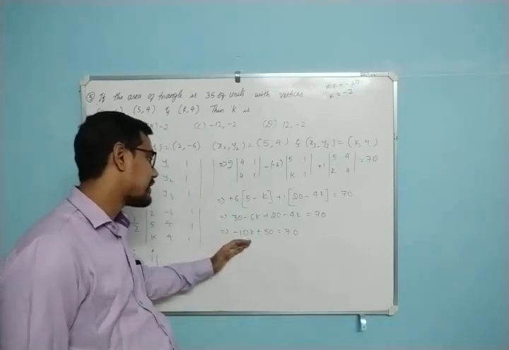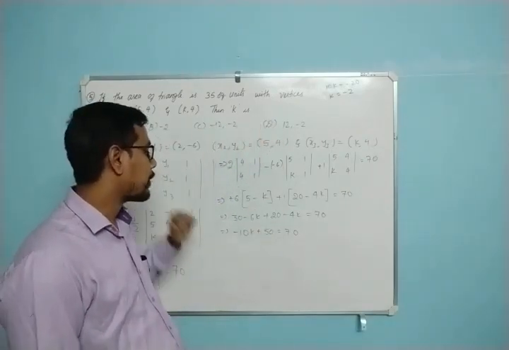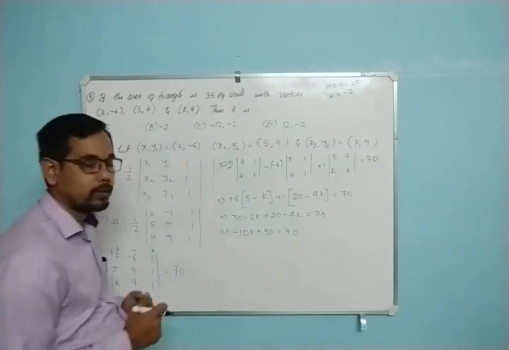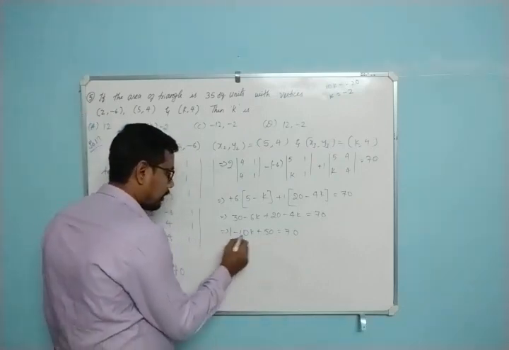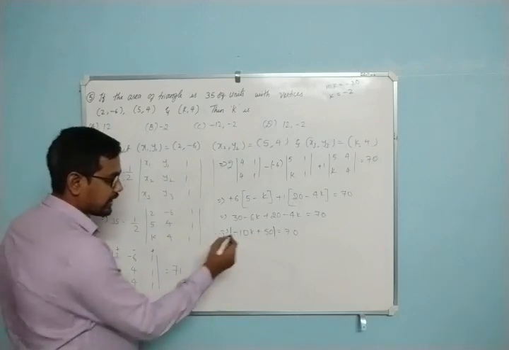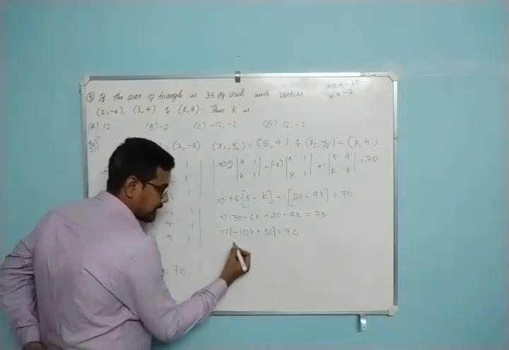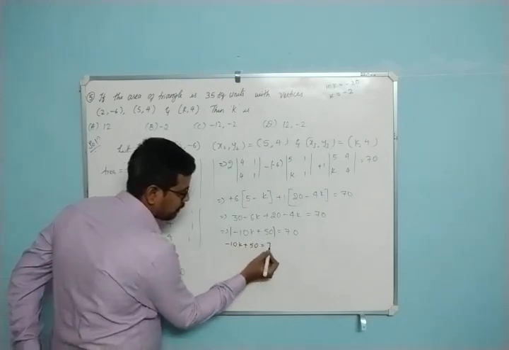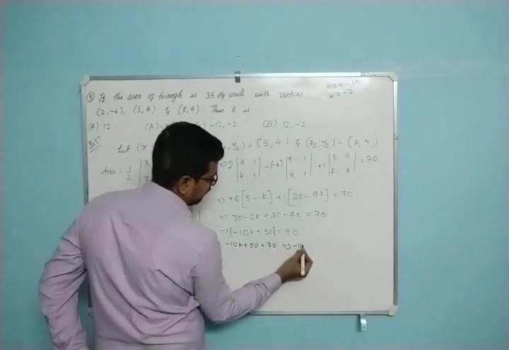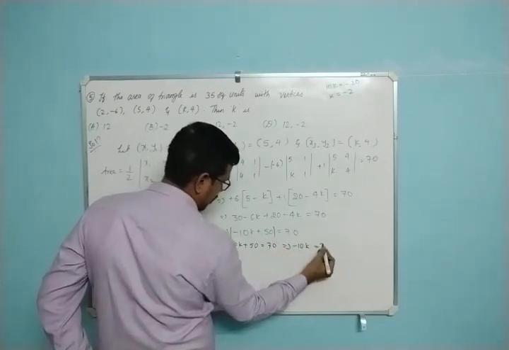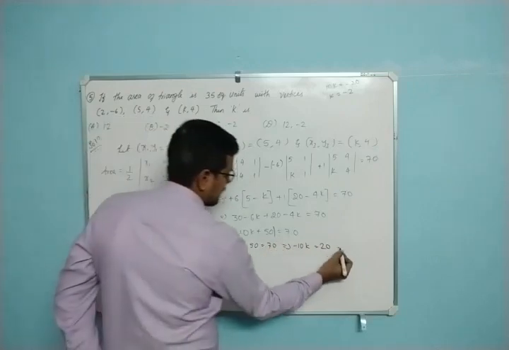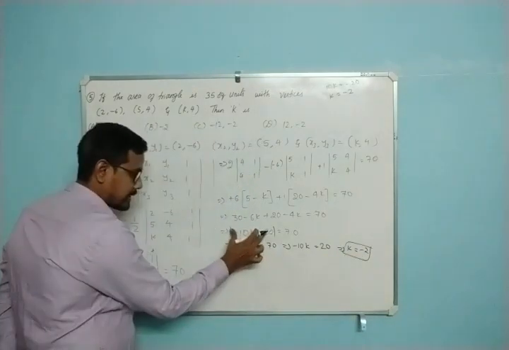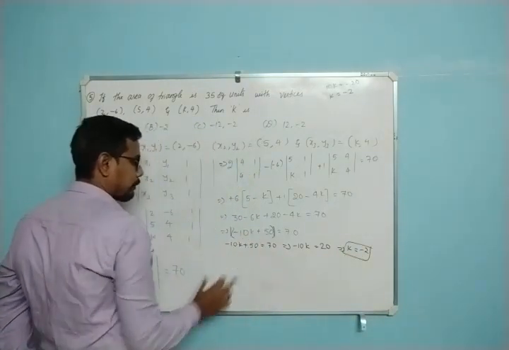Because this entire thing should be put in the mod. So now, minus 10k plus 50. Considering this as positive, minus 10k plus 50 is equal to 70. This implies minus 10k is equal to 20, that is 70 minus 50 is 20. This implies k is equal to minus 2. That is when I have considered this as positive.